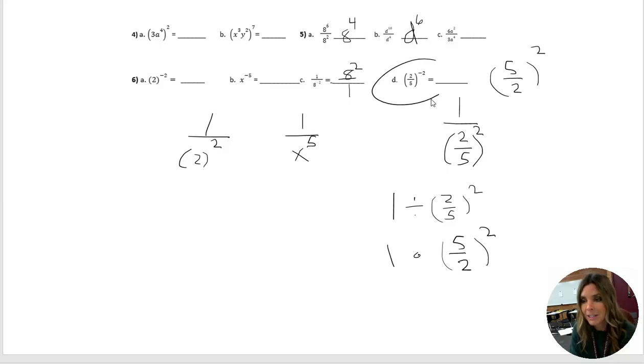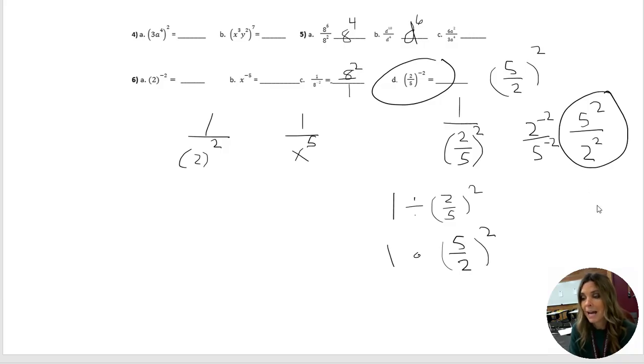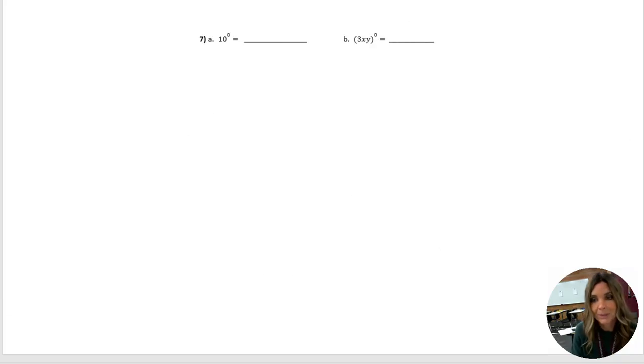Okay, so remember for this rule, you are going to distribute that negative exponent to both of these. And then to make a 2 to the negative 2 positive, we take it to the bottom, make it 2 to the positive 2. And then to make 5 to the negative 2 positive, we take it to the top. So that would be our final answer for that one. Okay, next, anything to the 0 power is a 1. So 10 to the 0 power is a 1. 3 times x times y, all raised to the 0 power is just a 1.